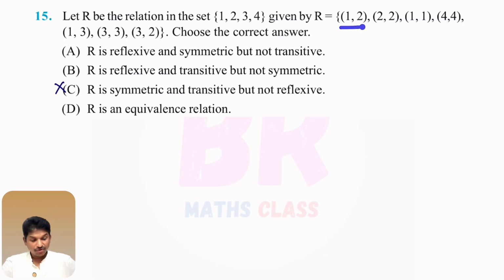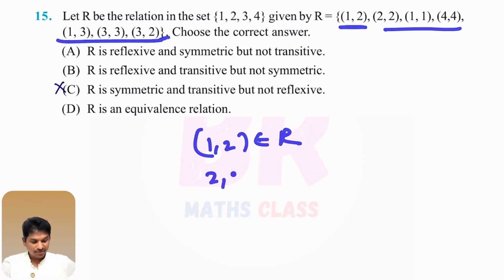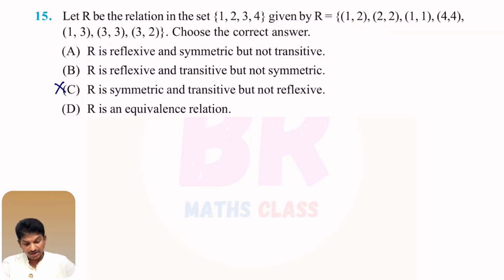Okay, symmetric. For 1 comma 2, 2 comma 1 is not there in this relation. This relation is not symmetric. Why? 1 comma 2 is there in the relation. When 1 comma 2 is there, 2 comma 1 must be present in the relation. If this fails, then directly we can say it is not symmetric. Right? 2 comma 1 is not there. So this relation is not symmetric. You observe here, elimination method. The first option says it is symmetric, but actually it is not symmetric. So you can eliminate this first option.